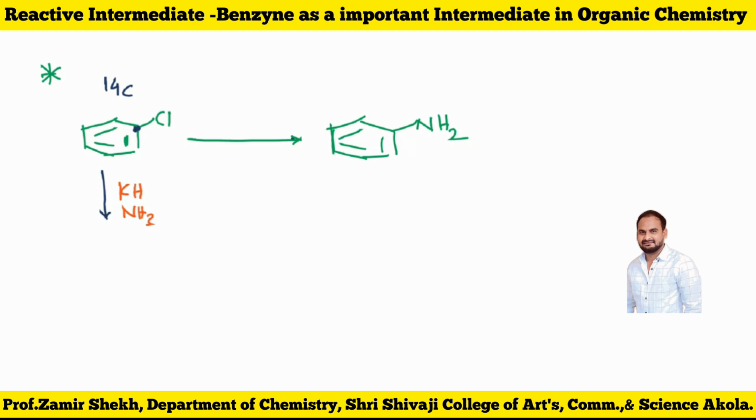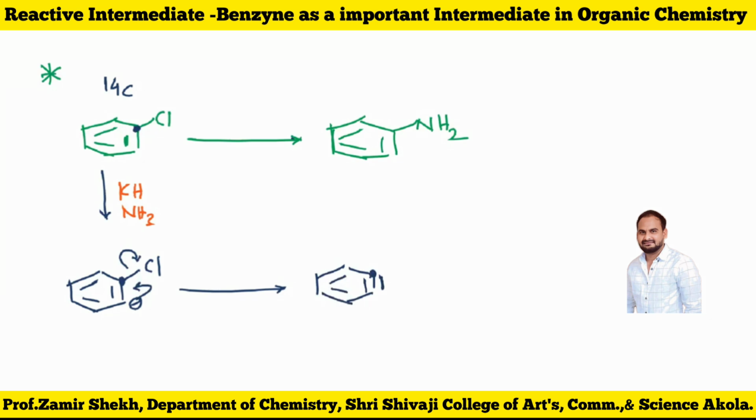So what happened with this KH now? KH will take the hydrogen which is adjacent to that Cl and generate the negative charge. So what happened with this now? Your carbon is labeled as here. Okay. Next, this negative charge is going to react here and Cl will be free now. So you will get benzyne as an intermediate, this one. So your labeled carbon should be here.